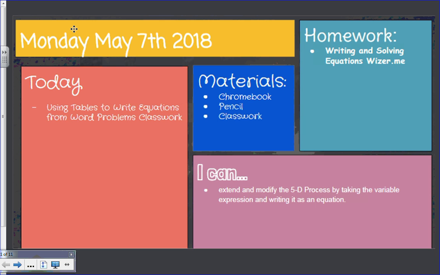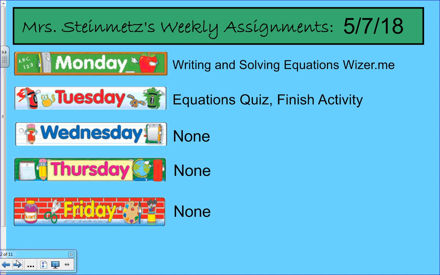So what we need to copy down is Monday. Tonight's homework is writing and solving equations. And tomorrow you'll be taking a quiz right when you walk in. And then we're going to finish an activity. So what we're doing today is going to go straight into the activity that we're going to do tomorrow. So if we don't finish that activity, it's due the following Monday.